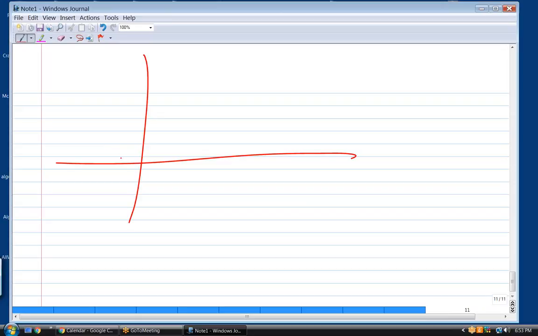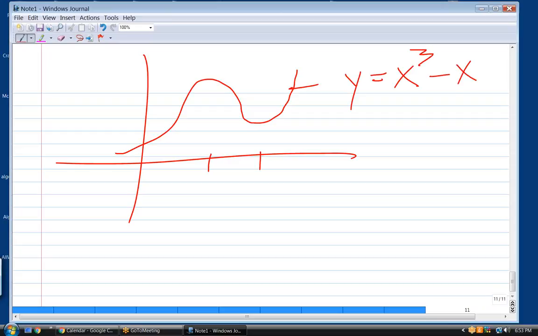If I give you this function, and I want to know that point and that point, then all I have to know is that function. Let's say that function is x cubed minus x.